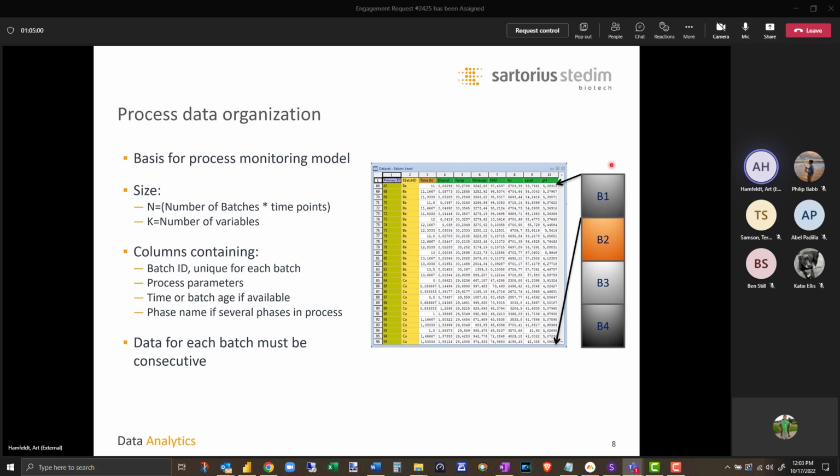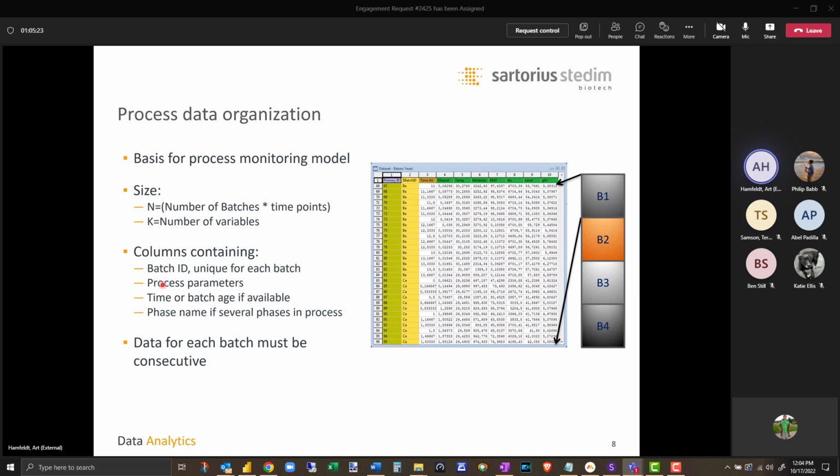As long as all the variables are identical, you should be okay. So remember, now N is the number of batches times the number of time points. Let's say the number of time points is 10, and I have 10 batches. I now have 100 rows, with 10 batches of 10 time points each. So that's your new number. K is still your number of variables.